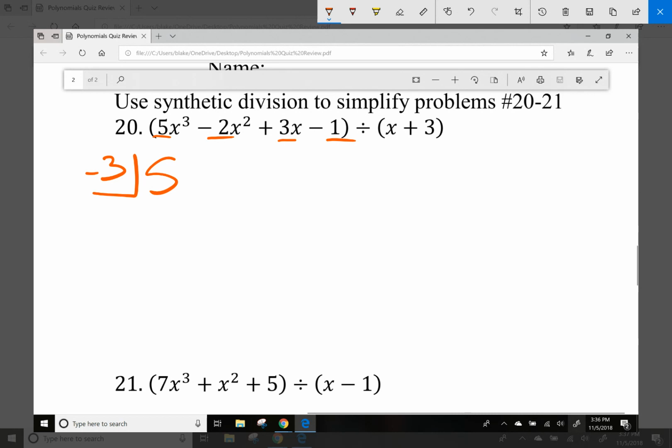So 5 for 5x to the third, negative 2 for negative 2x squared, 3, and negative 1.